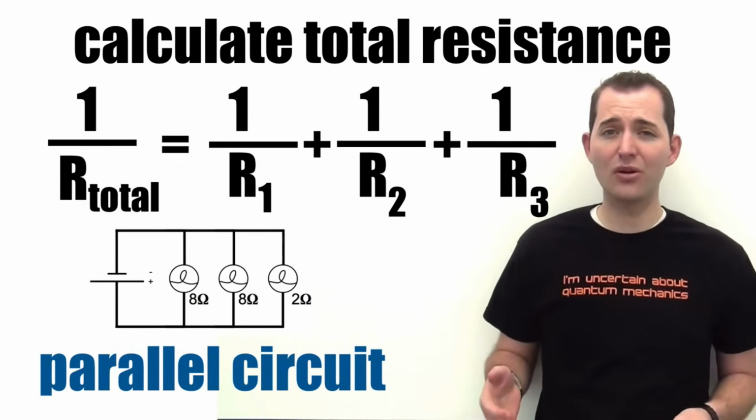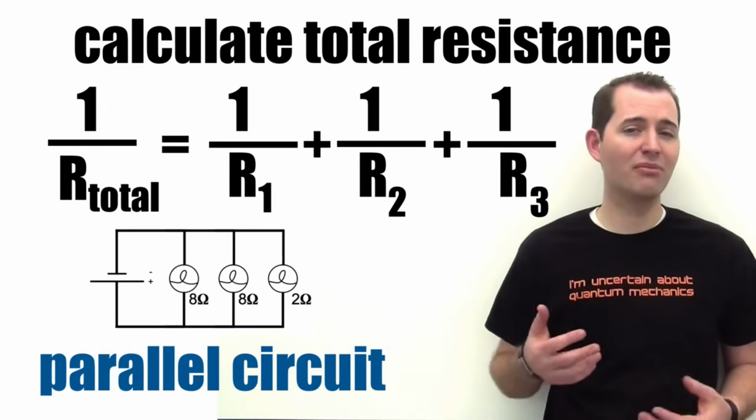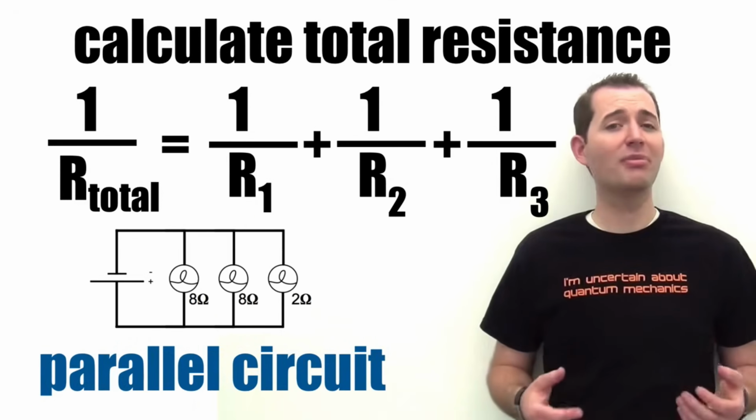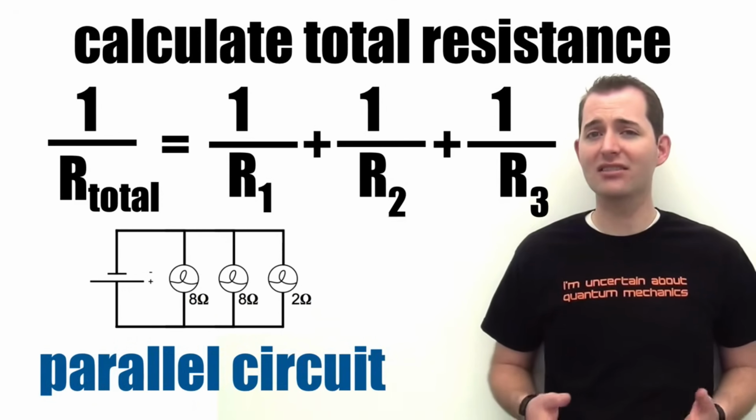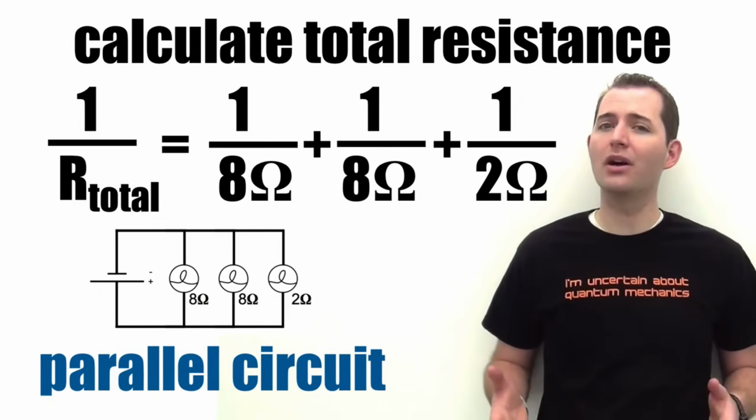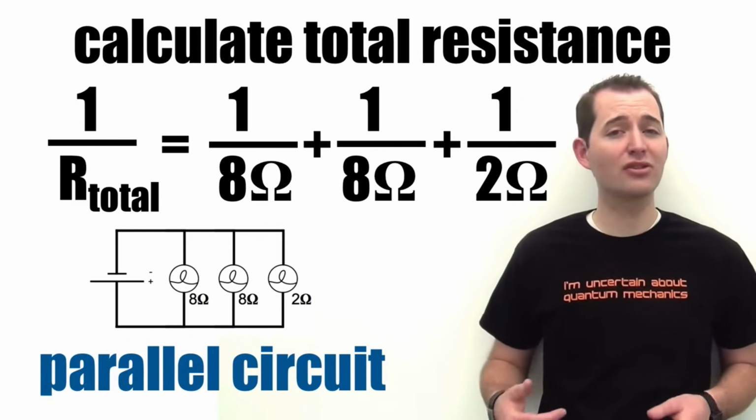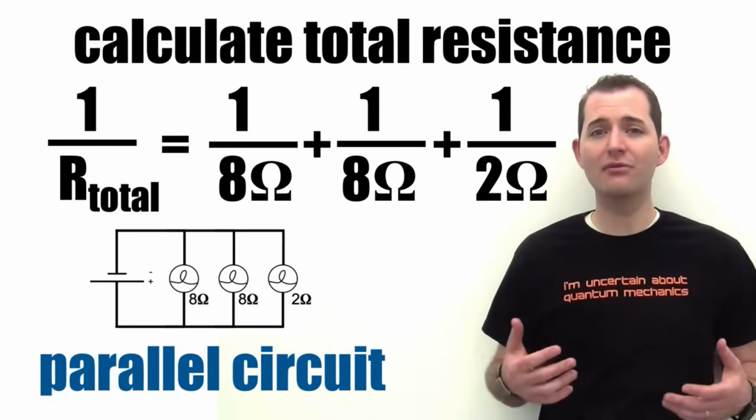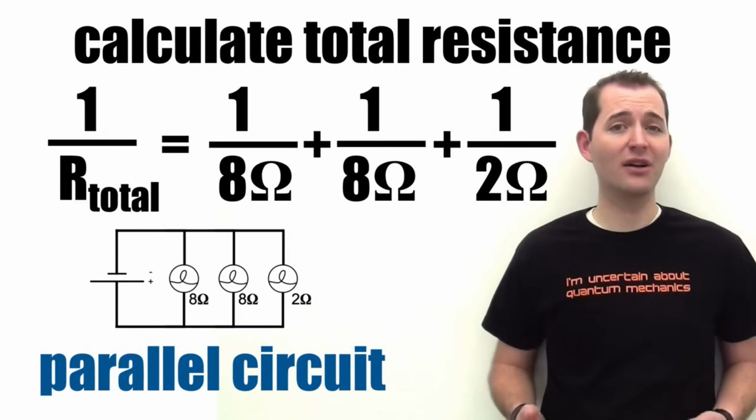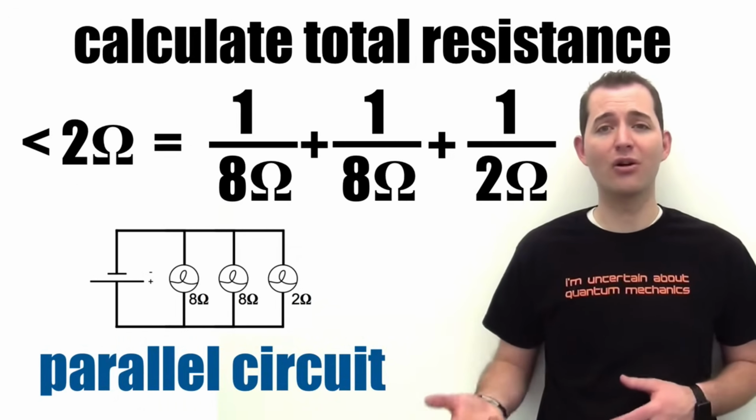So let's calculate the total resistance of our initial parallel circuit. If we assume that we have the same resistors in our parallel circuit as we did in our series circuit, we will add 1 over 8 ohms plus 1 over 8 ohms plus 1 over 2 ohms. And then we will take the reciprocal of that value. This gives us a total resistance value of our parallel circuit of 2 ohms.